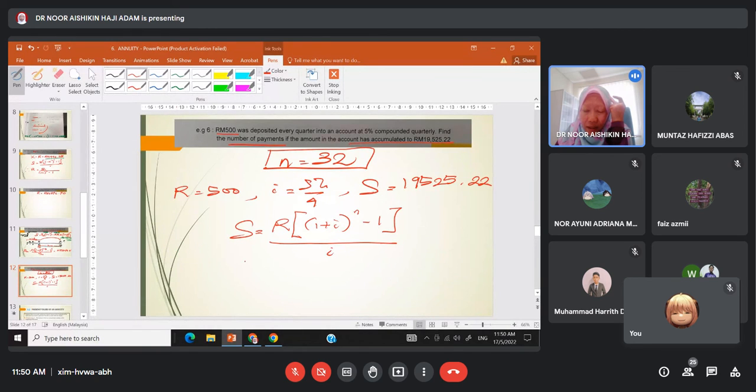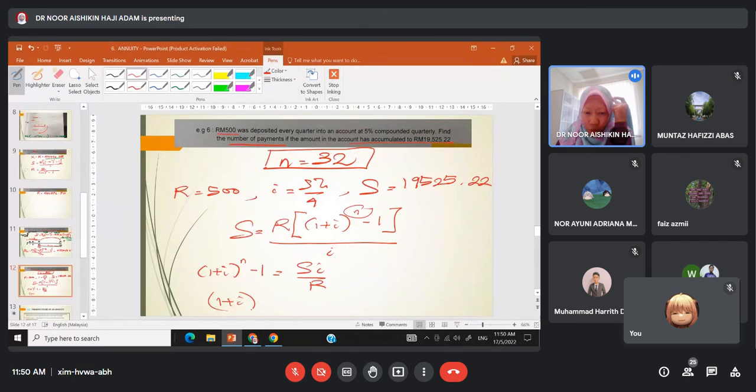Okay, tapi pada saya isi je. You boleh buat, you boleh atur dulu. Sama ada you isi dulu atau you atur dulu. We want N. You don't want R dengan I. So pindahkan dulu. So 1 plus I to the power of N minus 1 equals to S times I over R. Am I right?